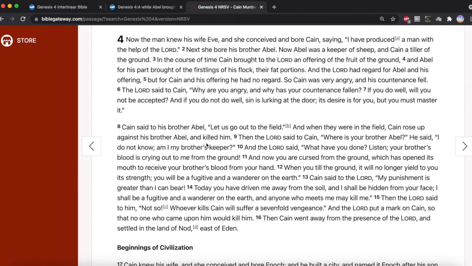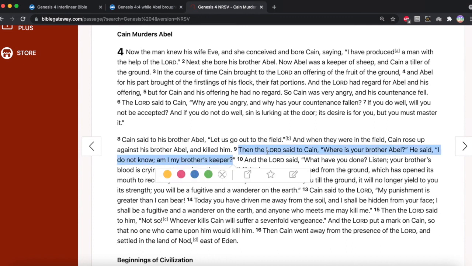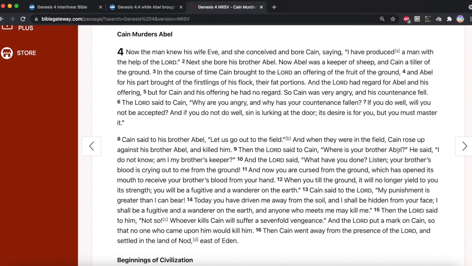I want to do one more example of looking deeper into the Hebrew of a single word for this video. So let's see, what's a good one? How about this famous line? Then the Lord said to Cain, "Where is your brother Abel?" He said, "I don't know. Am I my brother's keeper?" That's how it's traditionally translated.